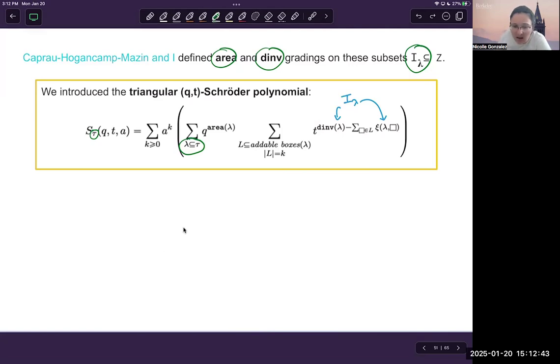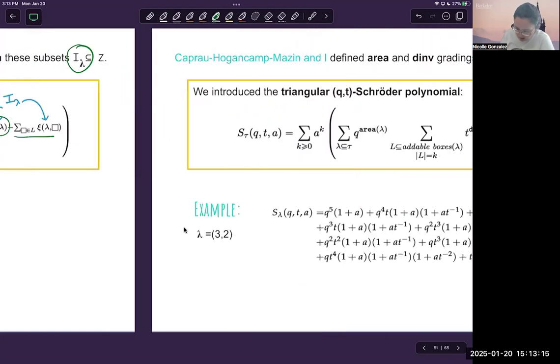And then t, in the previous incarnations of these Catalan polynomials, we were just seeing t to the dinv. This is a more complicated polynomial. So we have some more complicated adjustments that have to go into place. And then in addition, we also have an extra variable that's measuring some other stuff. So this is a 3-variable polynomial, but it is similar in spirit to these previous Catalan polynomials that we had studied before. Let me give you an example.